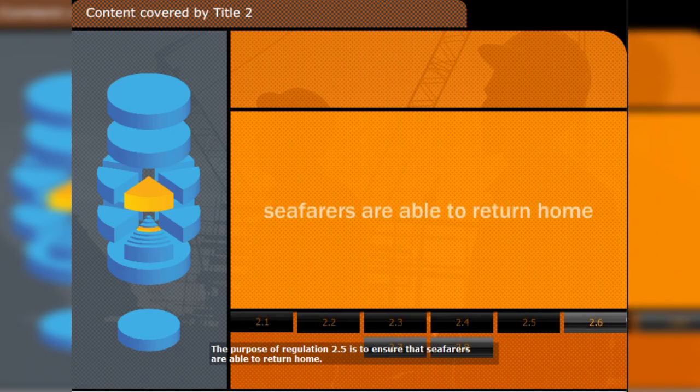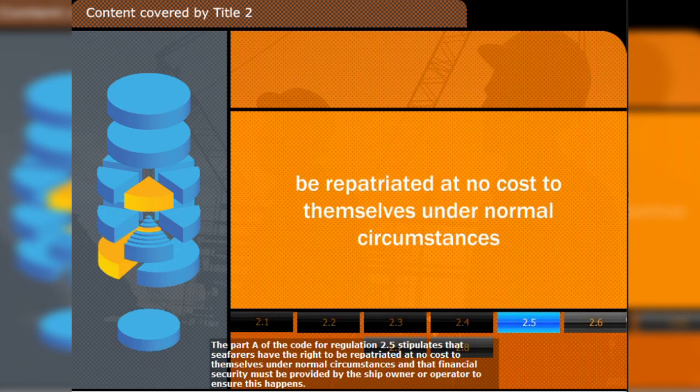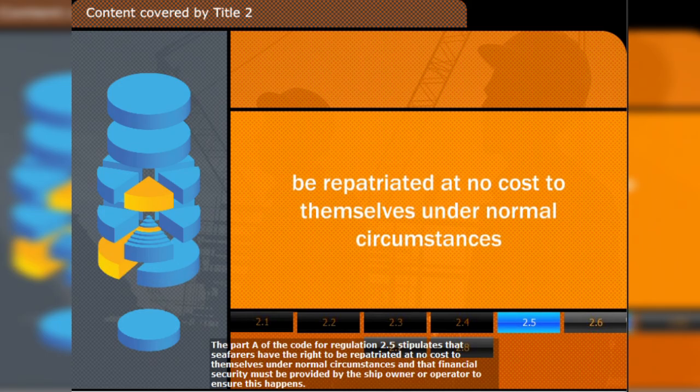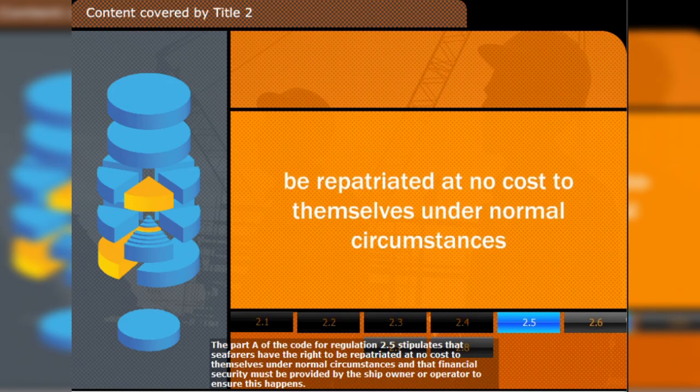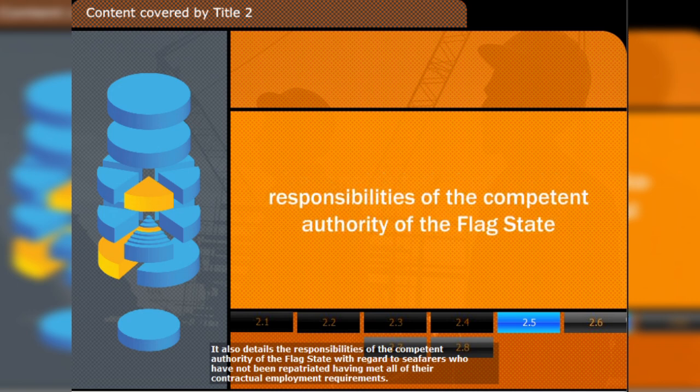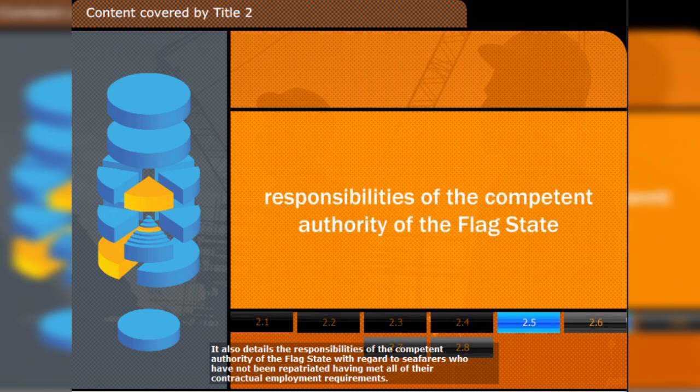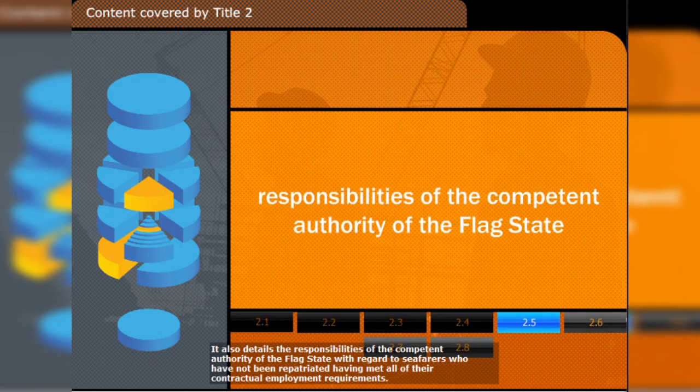The purpose of Regulation 2.5 is to ensure that seafarers are able to return home. Part A of the Code for Regulation 2.5 stipulates that seafarers have the right to be repatriated at no cost to themselves under normal circumstances, and that financial security must be provided by the ship owner or operator to ensure this happens. It also details the responsibilities of the competent authority of the flag state with regard to seafarers who have not been repatriated, having met all of their contractual employment requirements.